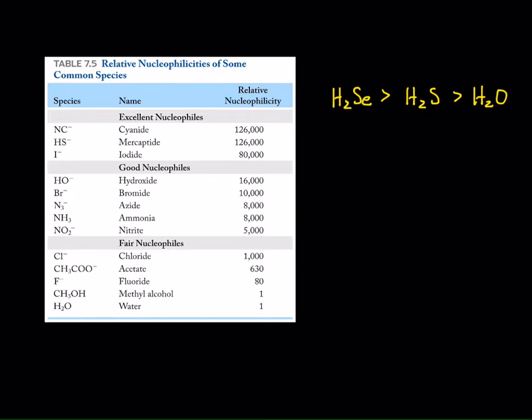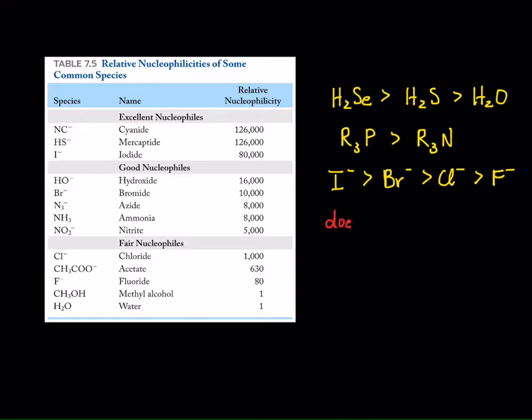For example, we see that H2Se, hydrogen selenide, is a better nucleophile than hydrogen sulfide, which is a better nucleophile than water. This goes against basicity. We see that phosphines are better nucleophiles than amines. We see that the halides, iodide is a better nucleophile than bromide, which is a better nucleophile than chloride, which is a better nucleophile than fluoride.